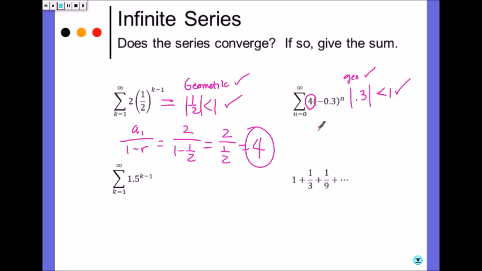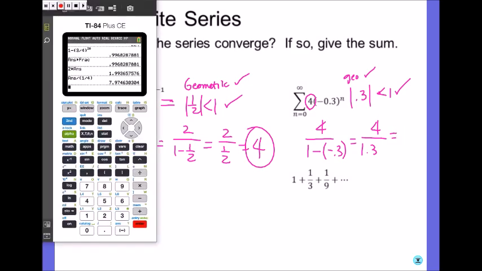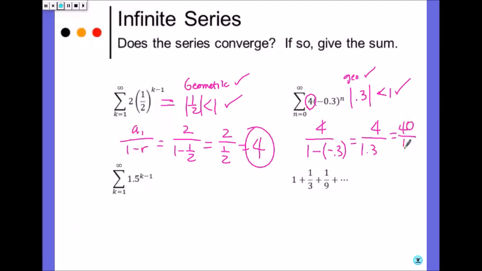So it's 4 divided by 1 minus the ratio, which is negative 0.3. So it's 4 over 1.3, since minus negative is plus. 4 divided by 1.3. Math, enter, enter. You get 40 over 13. It converges to 40 over 13. Or you can also say the limit, right?